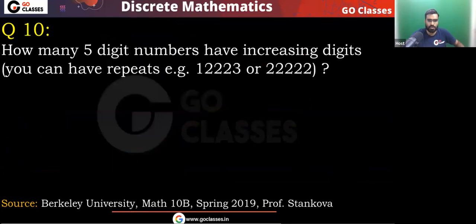Tell me the answer for this question. How many 5-digit numbers are there? You want 5-digit numbers which have digits in the increasing order. They can repeat also. What is this template? Do you remember what is this template? This is like non-decreasing order. Non-decreasing, non-increasing, this template.